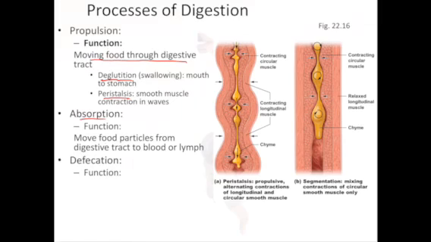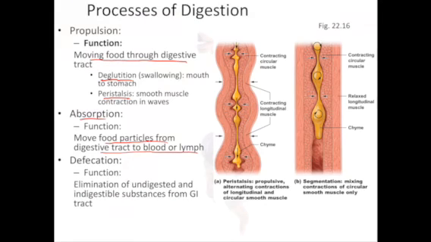Obviously, the last step of the digestive tract, as far as getting stuff into our body, is absorbing it. Okay, so this is moving the food particles from the digestive tract to the blood or the lymph. And then lastly, whatever's left over that we don't need to absorb, we go through defecation, and that's elimination of the undigested or indigestible substances from the GI tract.